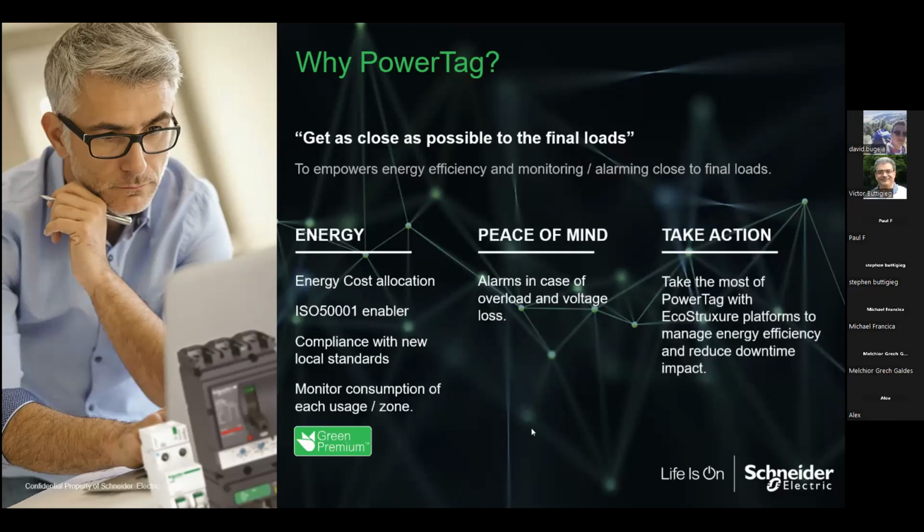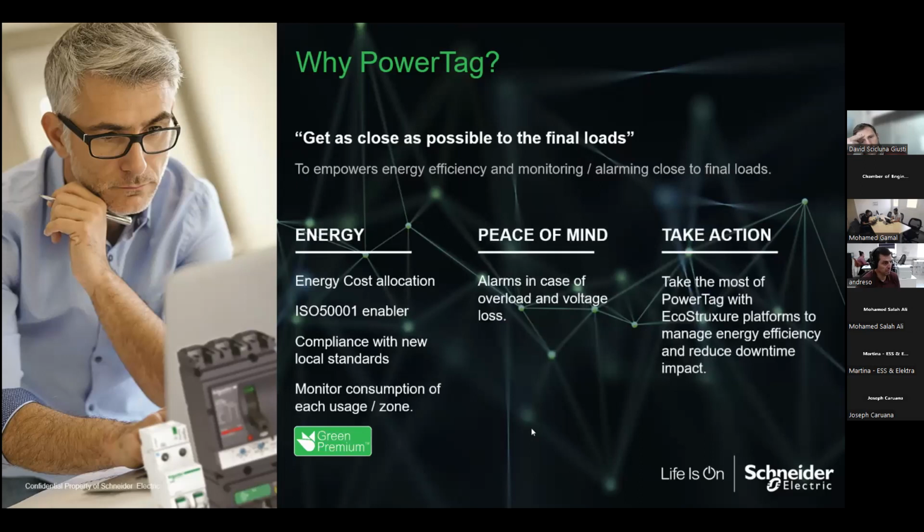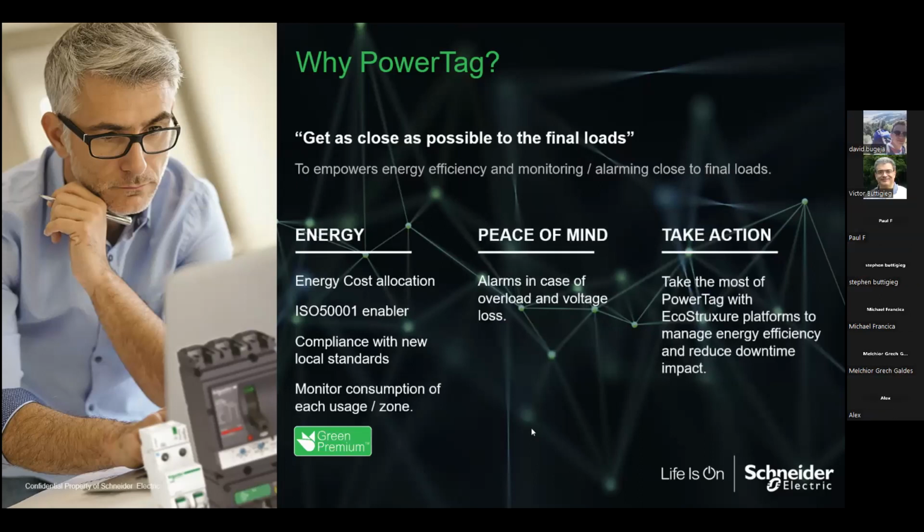The second thing is an ISO 50001 enabler, and ISO 50001 is a certificate regarding energy efficiency, and it also complies with the local standards. Like you see, monitor the consumption of each and every zone, not only your total consumption. Peace of mind: you have alarms if you have an overload of your machinery, or if you have a voltage loss or the breaker is tripped. The last thing is to take action to reduce your downtime impact.